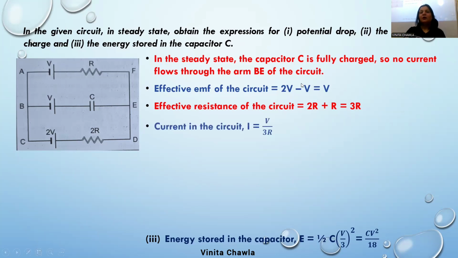Okay. So because we know the effective EMF and the effective resistance, we can find the current flowing in the circuit. Current is effective EMF divided by effective resistance. So V upon 3R is the current in the circuit. Clear? Any doubt? Very good result.